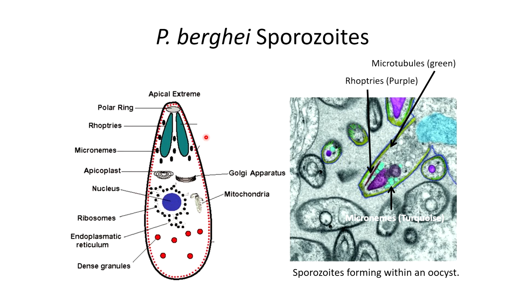So here is a more detailed image of the P. berghei sporozoites. Here you have the apical end with the apical complex organelles that are involved in secreting materials needed to infect the host. Here in this electron microscope image, you can see a more detailed image of sporozoites forming within an oocyst, and here labeled you can see all the apical complex organelles.